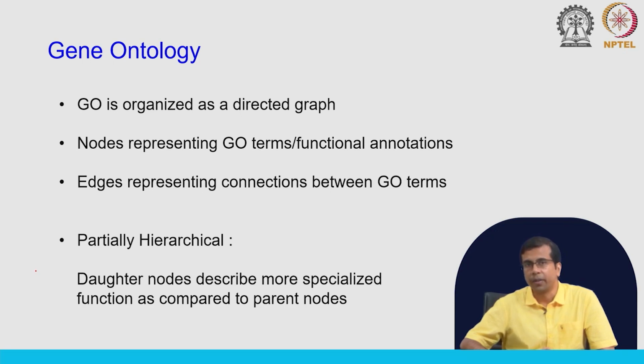And it is also partially hierarchical. If you go and see the networks, right, this ontology, the directed graphs, you will see there is some sort of hierarchy little bit, right, where daughter nodes describe more specialized function as compared to parent node. Right. So, again if you take an example, let us say we have tryptophan biosynthesis, right. So, that will be a daughter node and maybe a parent node could be amino acid biosynthesis, right. So, you have these relationships or terms that are related to each other.